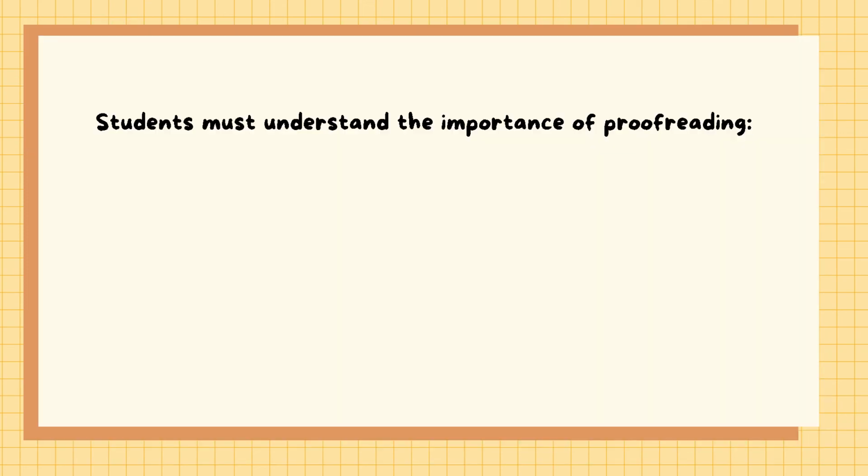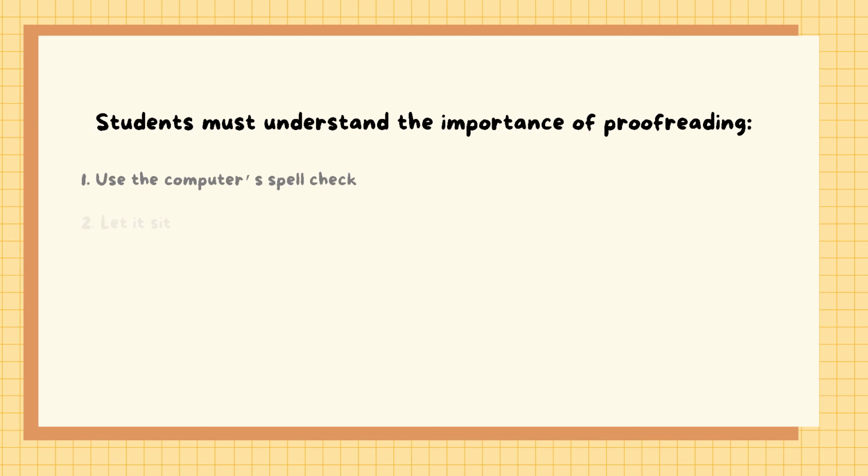Students must understand the importance of proofreading. We may ask them to try these proofreading techniques. Number 1, use the computer's spell check. Remember, however, that a spell check will not catch form if you mean from, to if you mean too, as in T-O-O, or accept if you mean except.